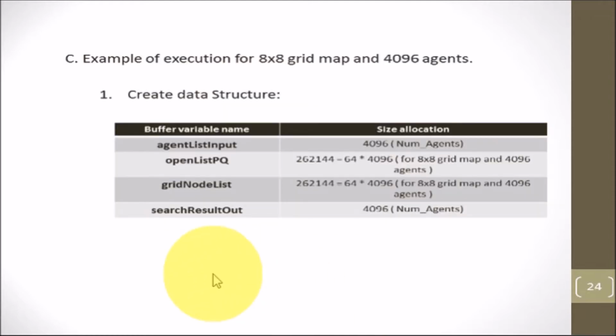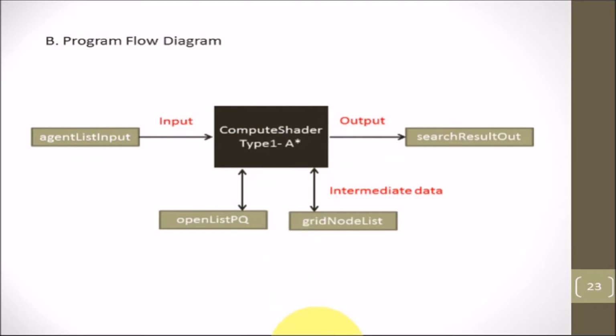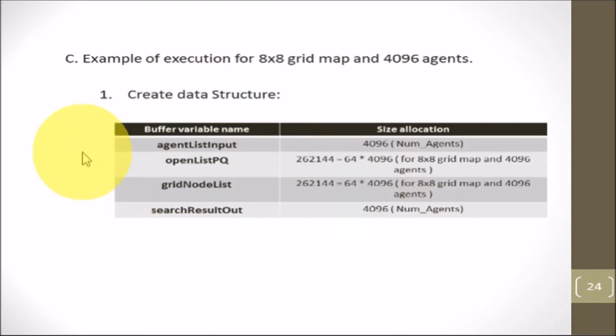Now let's see how we execute this program flow with the number of threads. We consider an example of simulating 4096 agents in parallel on an 8 by 8 grid map. So first, on the CPU side, we have to assign the default size for the data structures that will be used by the GPU.